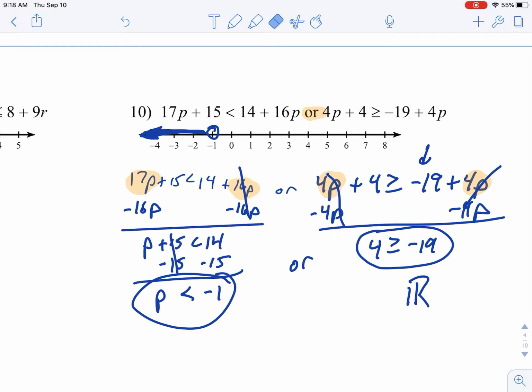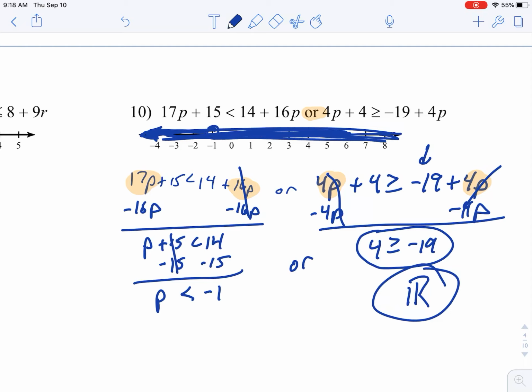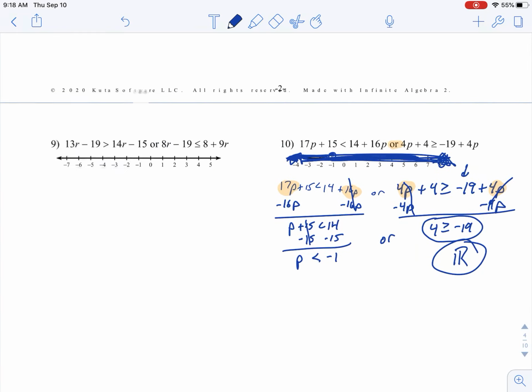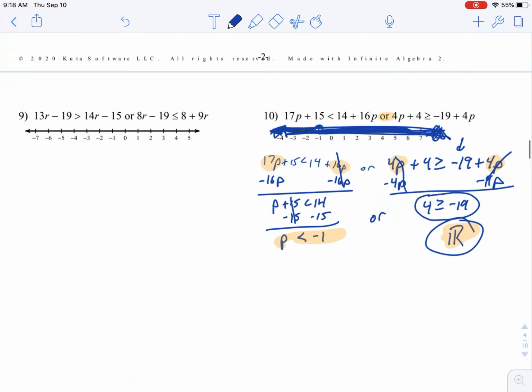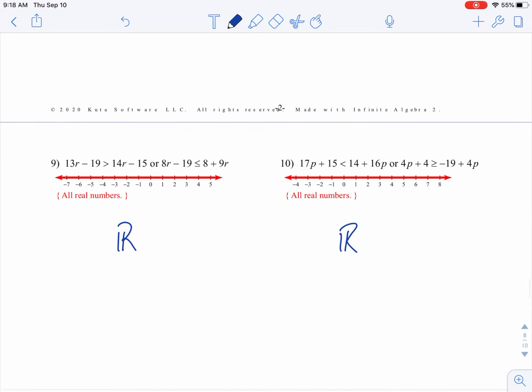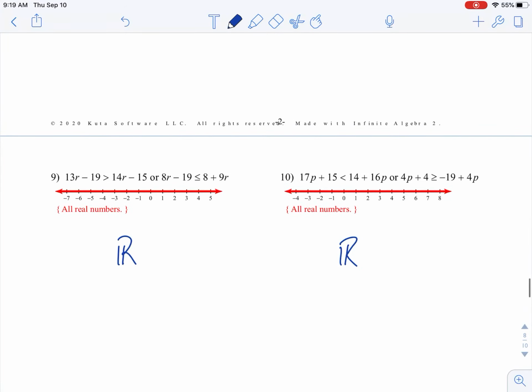So, all real numbers, this answer is the whole thing getting shaded. So which is the right answer? The part that's shaded or the whole thing that's shaded? Well, let's check. I believe the answer, I'm not going to check yet, should be the whole thing is shaded because this sort of overrides that, logically speaking. If I said you could have less than $5 or all the money in the world, you would take all the money in the world, right? So number 10, yep, all real numbers, the whole thing is shaded, and then, of course, that symbol.